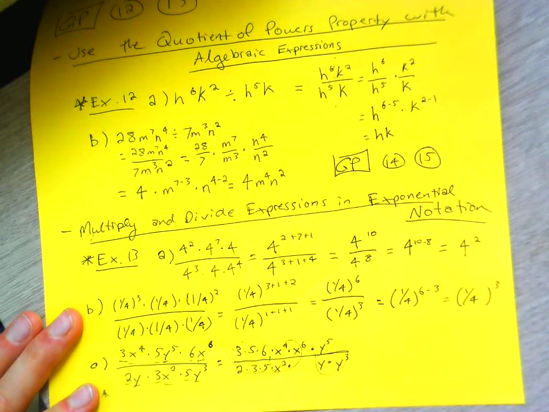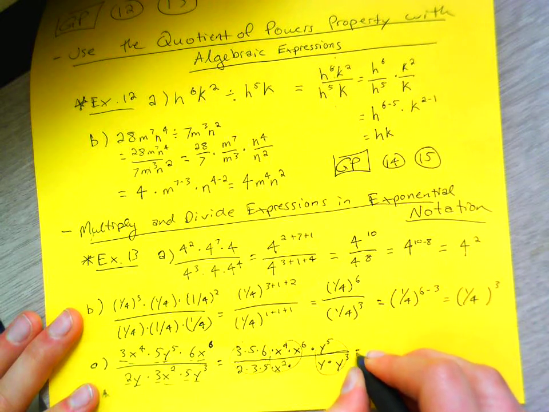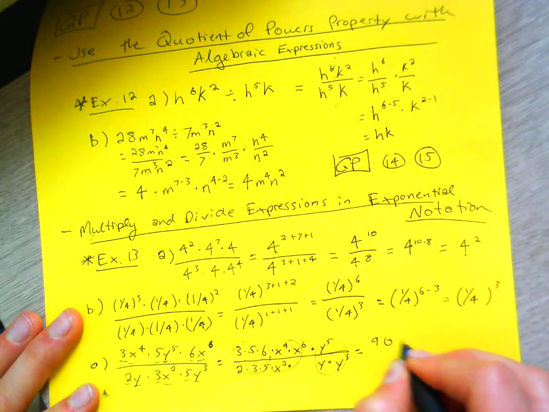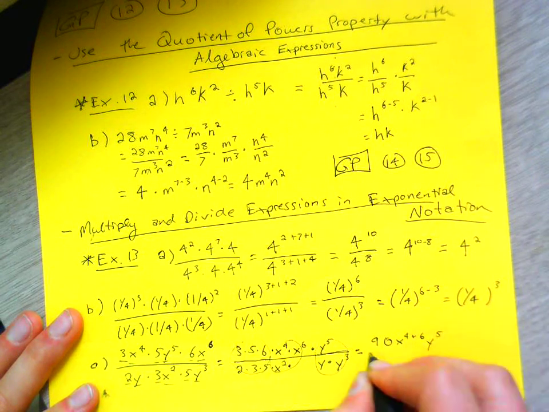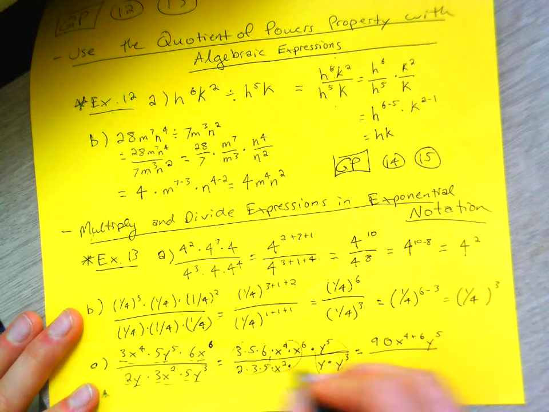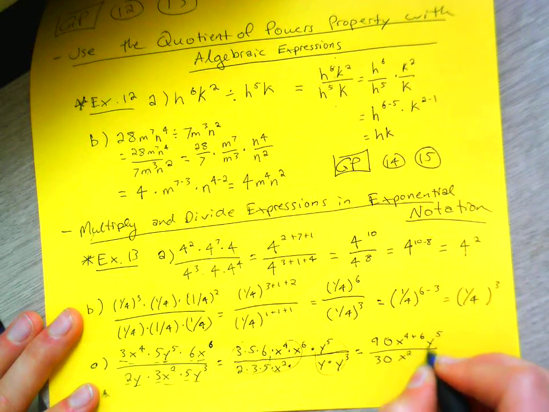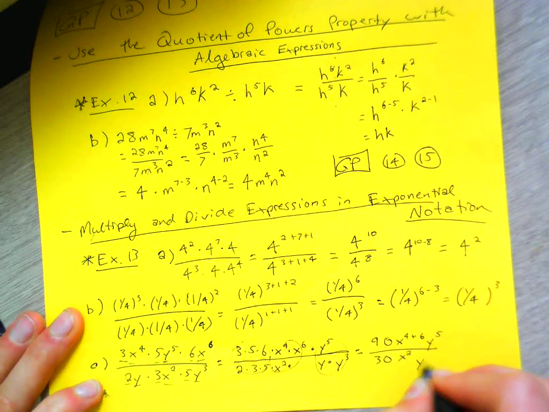Okay, let us put these together. So 3 times 5 times 6 is 90. For the x's, we have x^(4+6). For y's, it is just y to the power of 5. On the bottom, 2 times 3 times 5 is 30. And our x, we only have 1, so it's still x squared. And for our y's, we have y^(1+3). Remember, the 1 is assumed here.